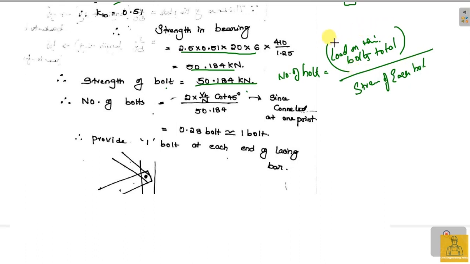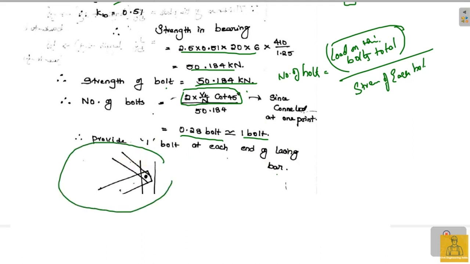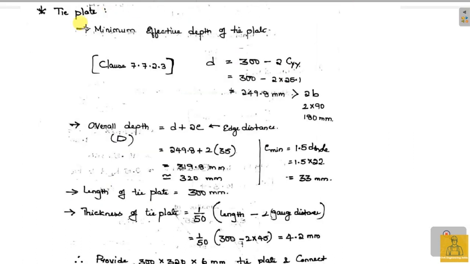So once again, we have discussed this equation 2 plus Vt by cot 45 in the previous problem. So upon calculation you get 0.28 bolt. So you cannot provide 0.28 bolt, right? So you have to round it off to 1 bolt. So now provide 1 bolt at each end of the lacing bar. See, as I told you, this is how it is going to look. Both these lacing bars are overlapping on each other.